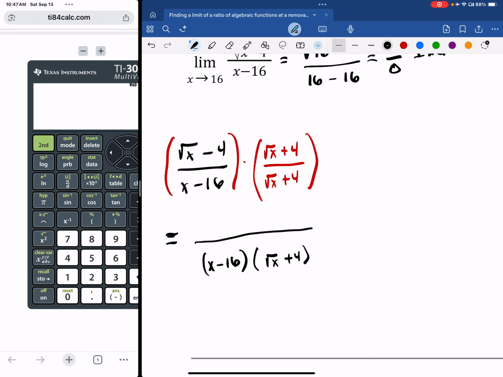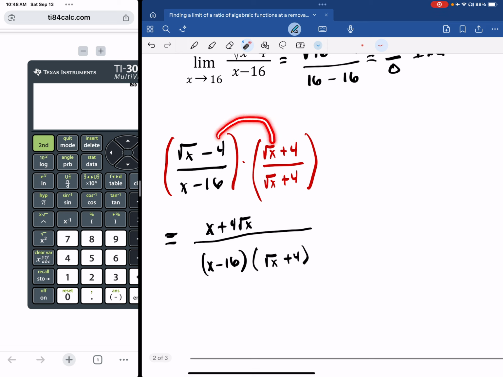In the numerator, I do want to FOIL. So let's go ahead and FOIL it out. The first term would be the square root of x times the square root of x, which is x. The second term, the outers, would be plus 4 times the square root of x. We look at those inners. I'm going to have minus 4 times the square root of x. And then I look at those last terms. Be careful with your sign here. Minus 4 times a positive 4 would be minus 16.